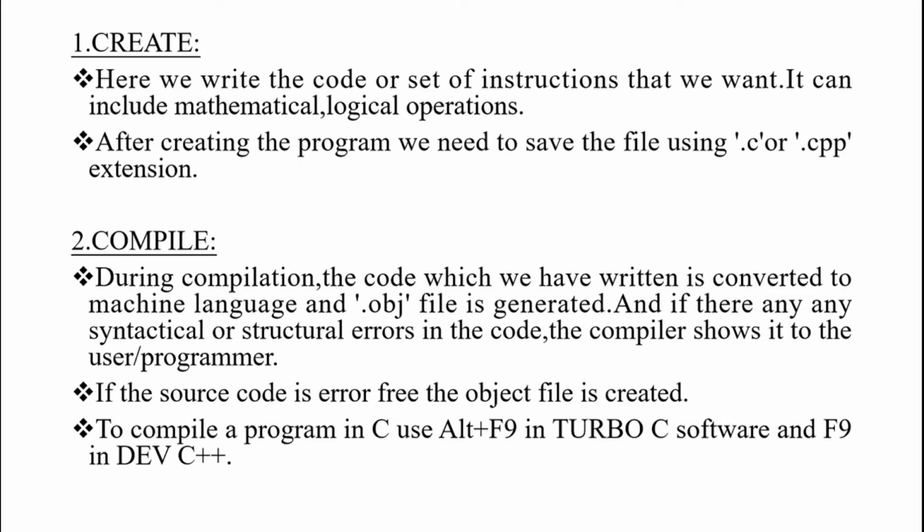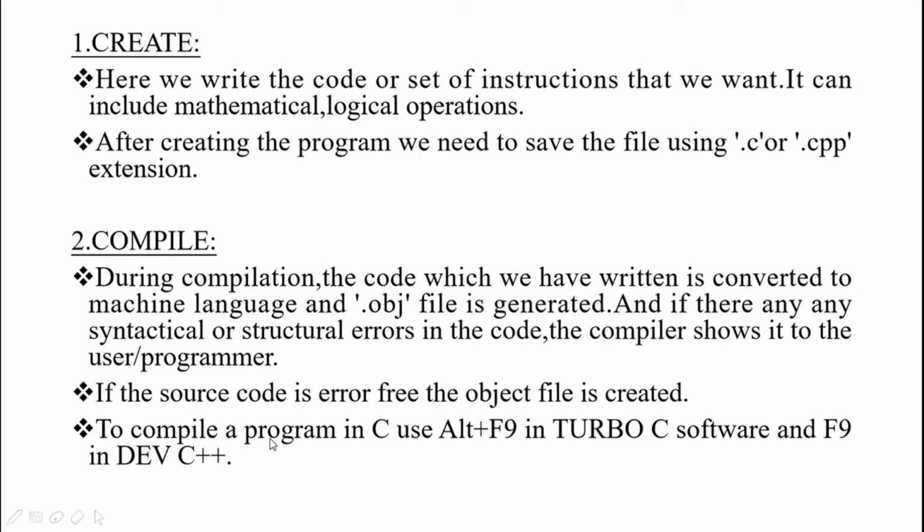Whenever there are any errors in the program we have written, suppose you have missed a semicolon or made any syntactical error, the compiler will show it to the programmer, and you need to correct it. If everything is correct, then the .obj file is created. That means the program which we have written is successfully converted into machine language. So if the source code is error free, the object file is created.